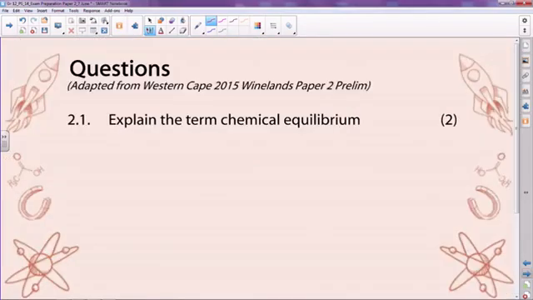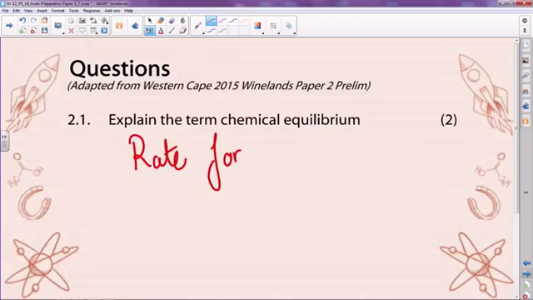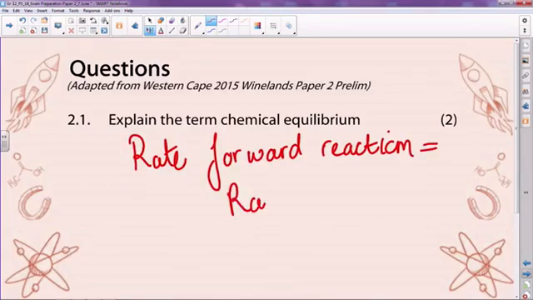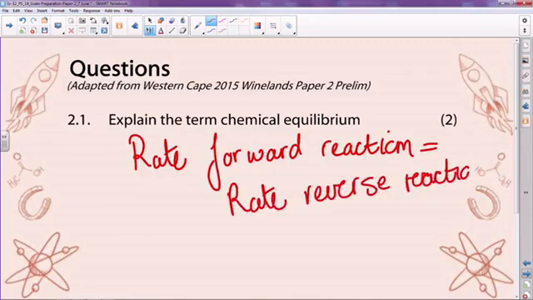This is: explain the term chemical equilibrium. I'm not going to give you time to do this. This is a definition. What we want is: the term equilibrium is when the rate of the forward reaction equals the rate of the reverse reaction. That's something you should know because it's a definition.